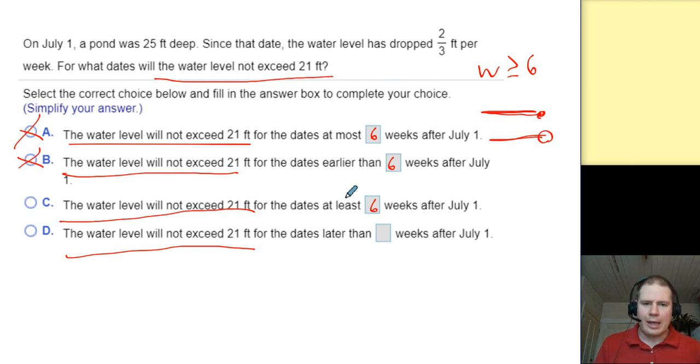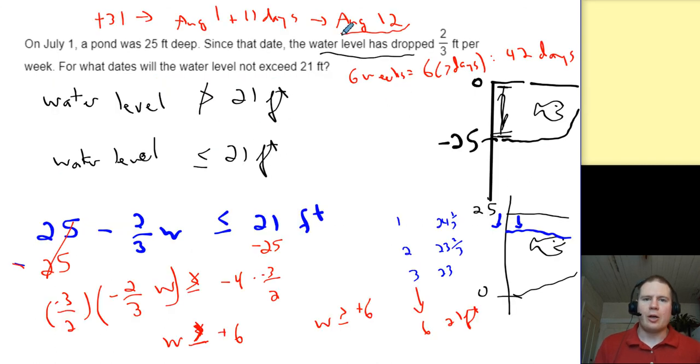All right, that's wrong. At least 6 weeks. 6 weeks would work. W is greater than or equal to 6, yeah. At least 6 or more. Here we're saying 6 is our minimum value, and it could be more than that. For the dates later than 6 weeks, we're excluding 6 weeks exactly. Well, we included 6, so we have to include 6. This is our choice with the 6 in there. So we're ignoring A, B, and D. They're all wrong. We're selecting C, at least 6 weeks after July 1st. We're all good. And we actually calculated that August 12th is 6 weeks after July 1st.